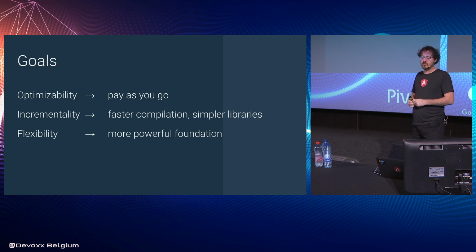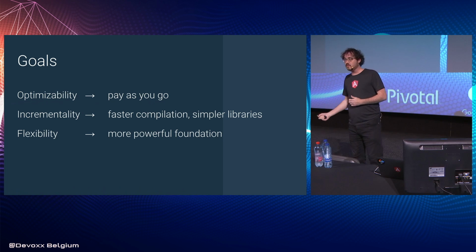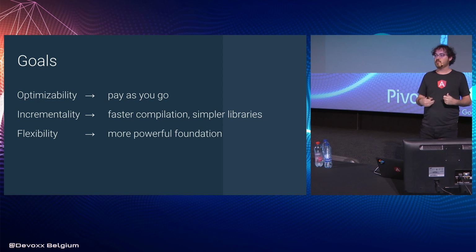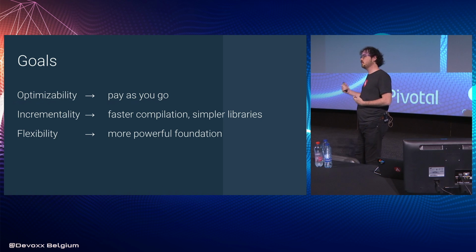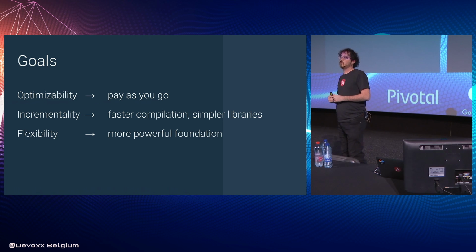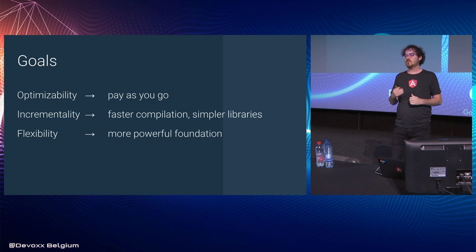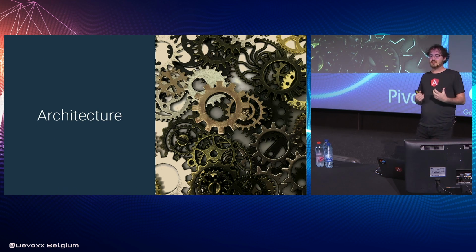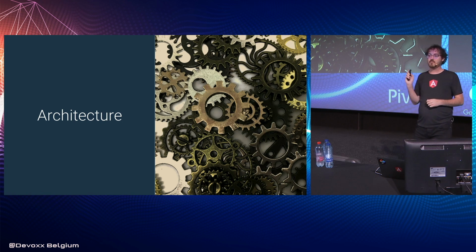We also wanted to make compilation incremental, which has a twofold benefit. It speeds up compiles, and it also makes it easier to ship libraries because you don't have such complex requirements around metadata. And lastly, we wanted to make sure while we were doing all of this that the new renderer would be a solid, flexible technical foundation for Angular to deliver all of the features that we wanted to do going forwards. So let's take a closer look at Ivy and see how this new architecture achieves these goals, in particular, how it's optimizable.